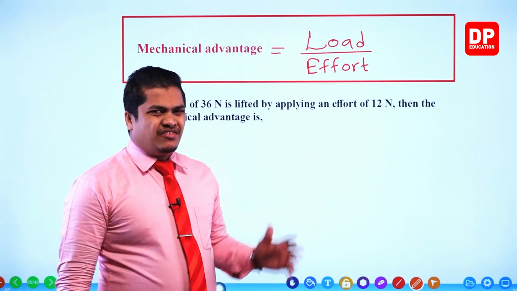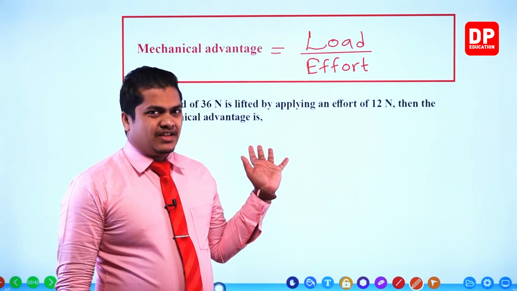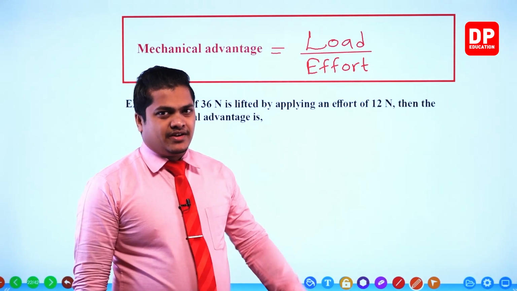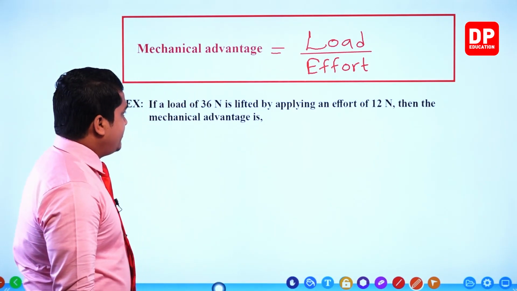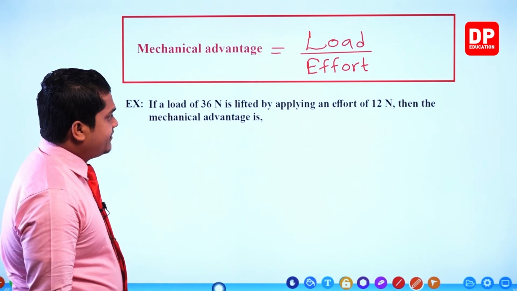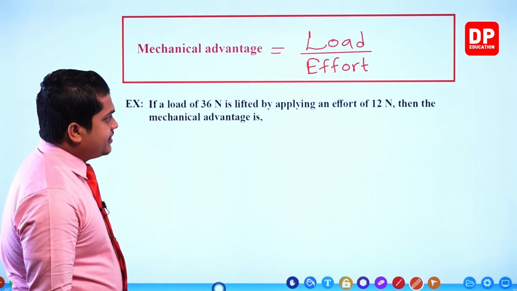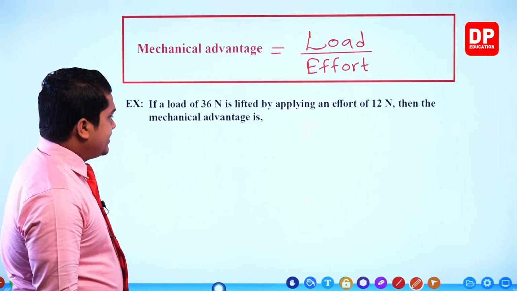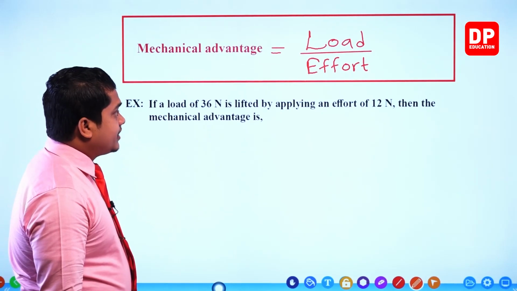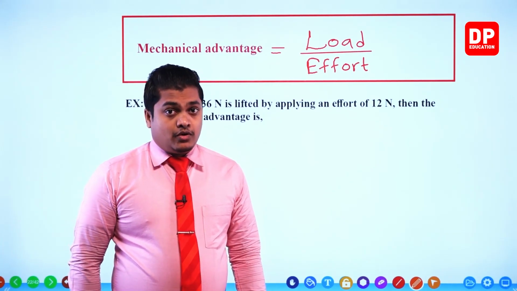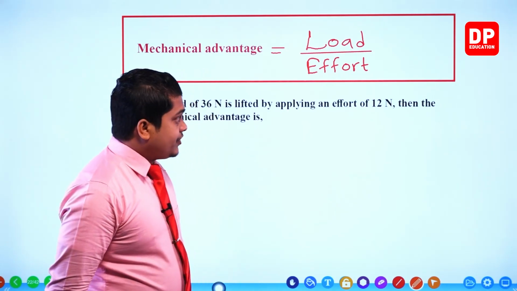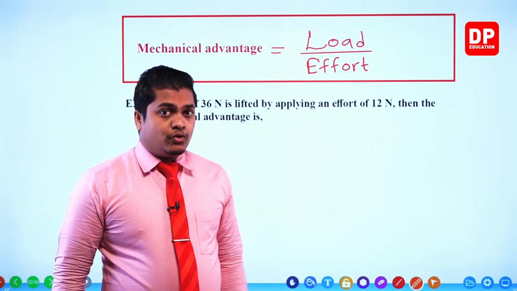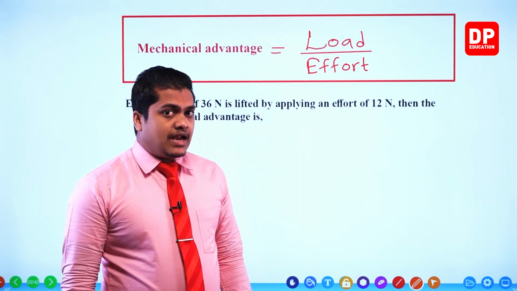Just by giving this mechanical advantage as a formula, you won't be able to get an idea. So let's see the example given here. If a load of 36 Newton is lifted by applying an effort of 12 Newton, then the mechanical advantage is, now here it is given, a load of 36 Newton. That means a weight of 36 Newton can be lifted off by applying a force of 12 Newton effort. Then the mechanical advantage, let's see.